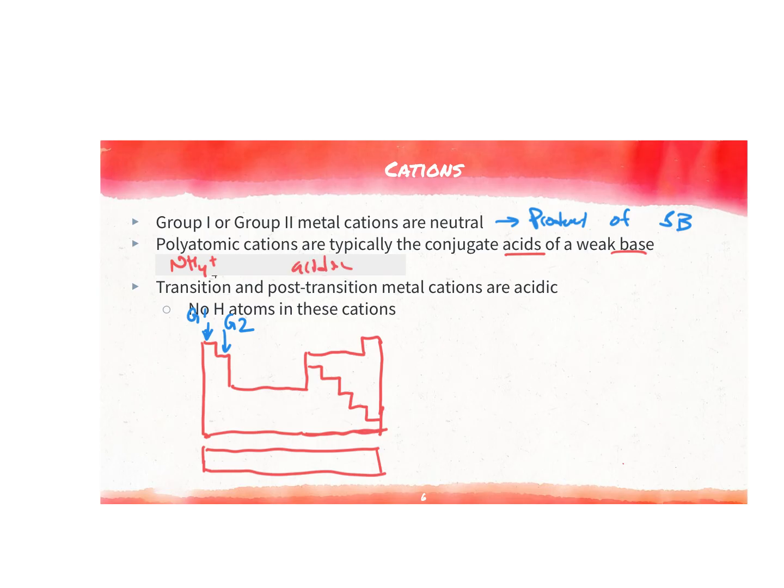Last point here is that transition and post-transition metal cations are acidic. And so here, by transition metal, it essentially means this block. And post-transition metals are the metals right after. And so, for example, like Zn2 plus. Zinc is right about there. And so this would be considered acidic.